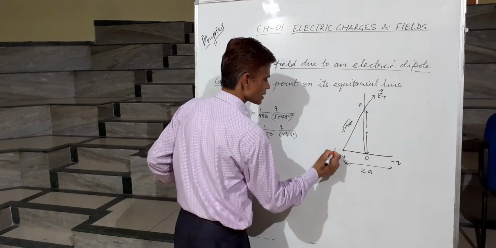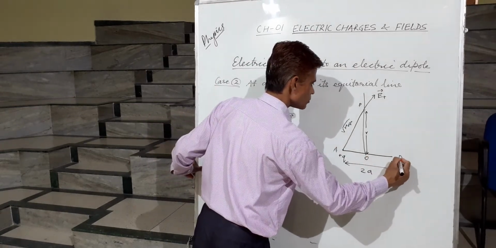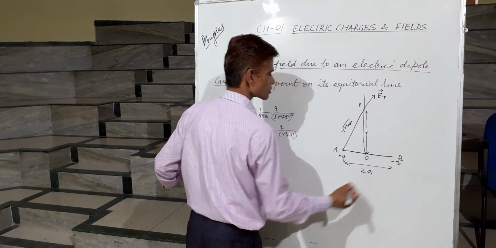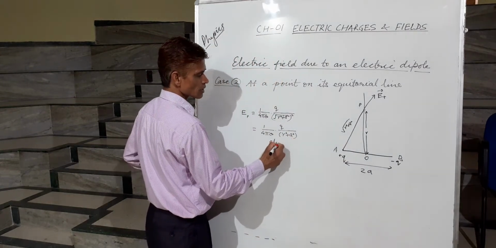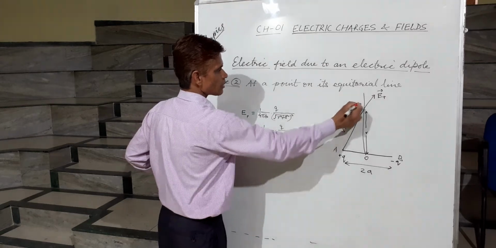If we take this point A and this point B where plus q and minus q charges are situated, so this field acts along AP.